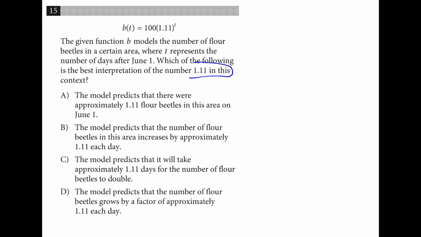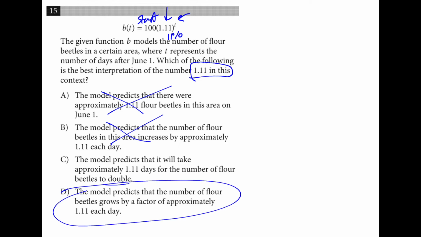They're asking about the number 1.11. So we start off with this initial value. We are increasing by 11% every number of days after June 1st. So that's the growth factor. This is how many we started with. We're not increasing linearly. And it's not how many days it takes to double. This is every day we multiply by 1.11.